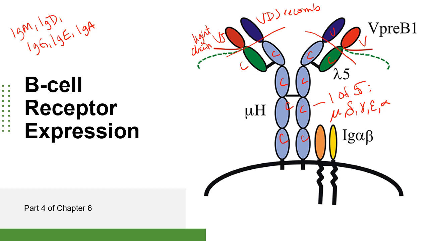Epsilon was for IgE. E. What was for IgA? Alpha. That makes sense. Yep. IgM was mu, IgD was delta, IgE for epsilon, IgA for alpha. I feel like we're missing one. IgG for gamma.